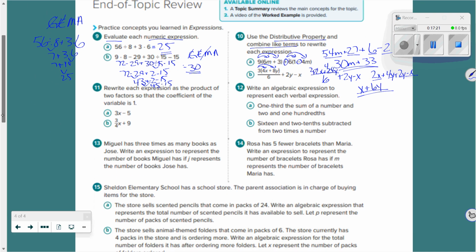Number 11, rewrite each expression as the product of two factors, so the coefficient of the variable is 1. In other words, use distributive property in reverse. But I want my coefficient to become 1, so I need to look at the number with my variable. That's the number I'm dividing both of the pieces by. So I'm taking the 3 out and making a parentheses. If I divide 3x by 3, I get just x minus 5 divided by 3.